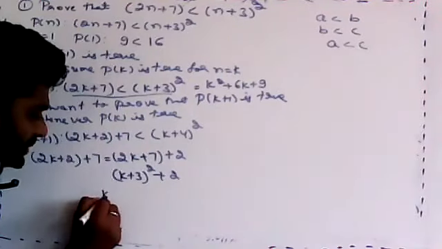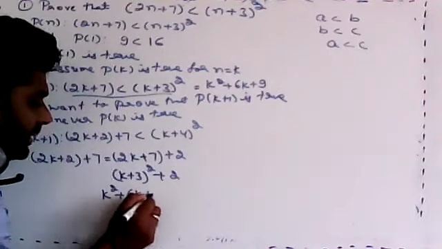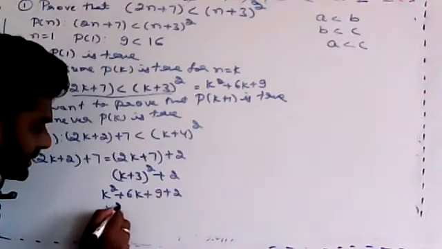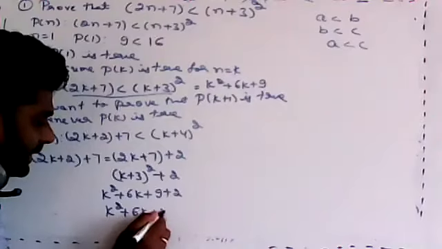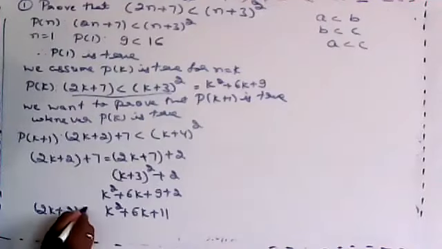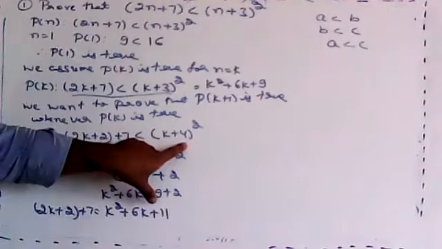Okay, Shraddha? See, if I expand this one, what will I get? k square plus 6k plus 9 plus 2. Correct? So it is nothing but k square plus 6k plus 11. It means 2k plus 2 plus 7, the answer is this one. But we have to show that it is less than (k plus 4) the whole square. Correct or not?